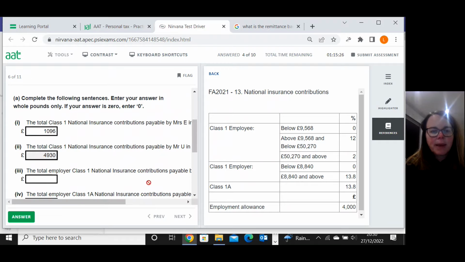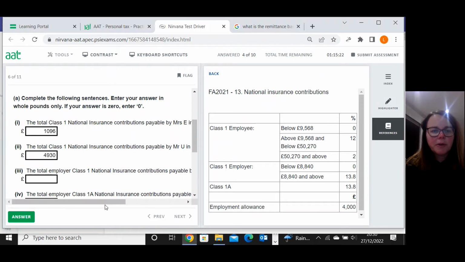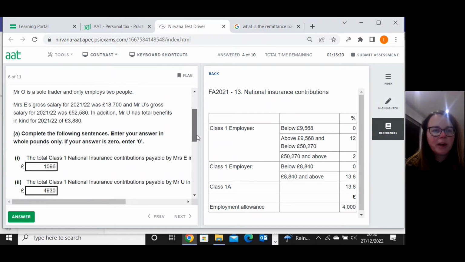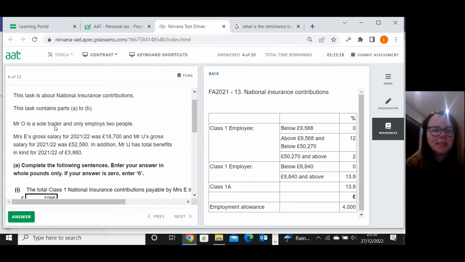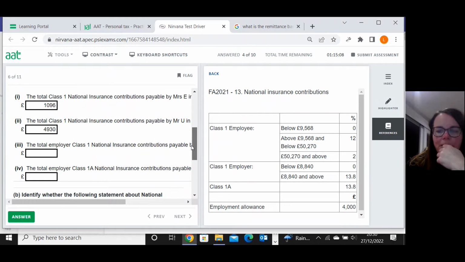Class 1 payable by Mr. O. Right, so who's Mr. O? He must be the employer. He's a sole trader. He employs 2 people. So he's going to have the £4,000 allowance. So what we're going to do here is work out the employer contribution for these 2 workers. So here we are, the employer.